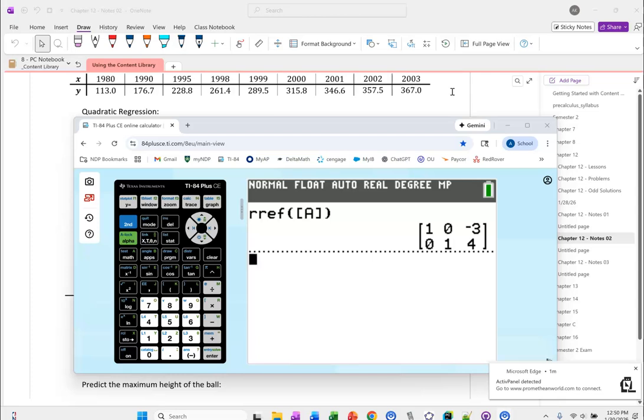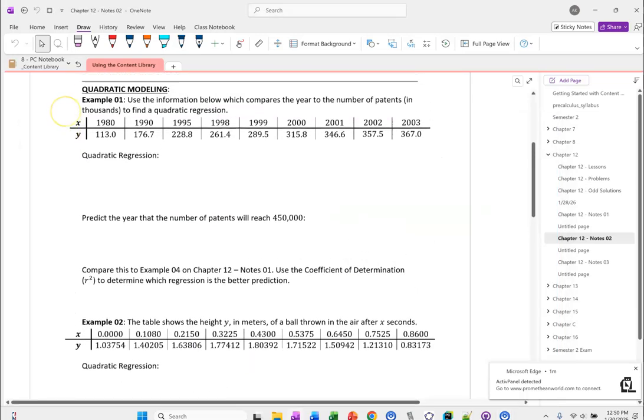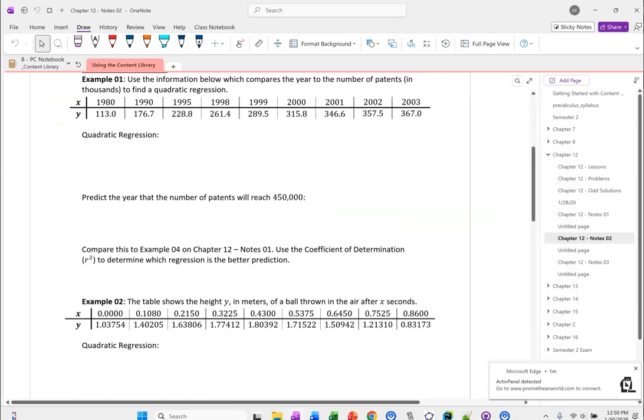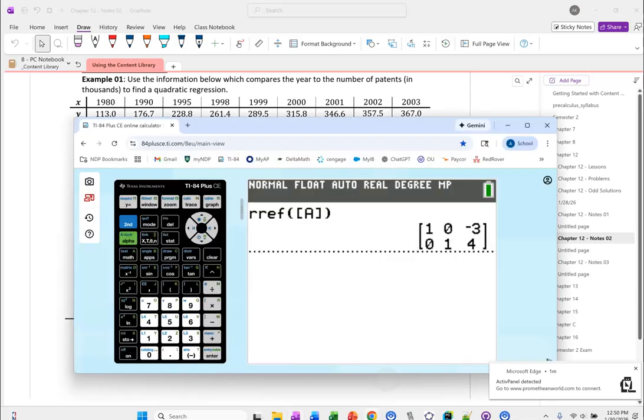All right. So we're given this data. What does it say this is about? This is the number of patents with respect to time, like a date. So the question asks us to find a quadratic regression for this. So it's told me the type of regression equation to write. So do I need to look at the scatter plot? No. So I'm going to skip that step.